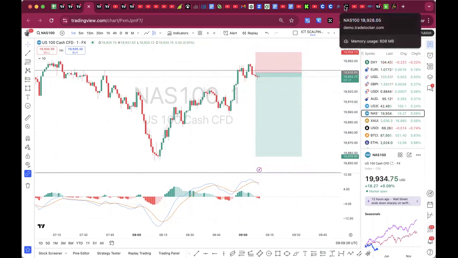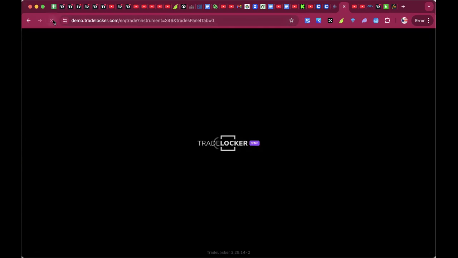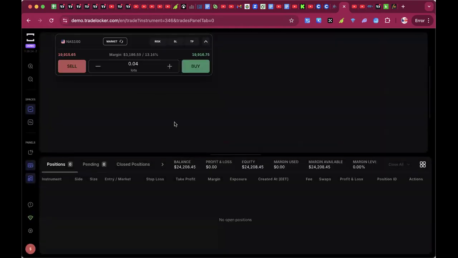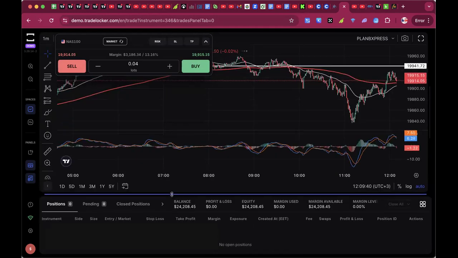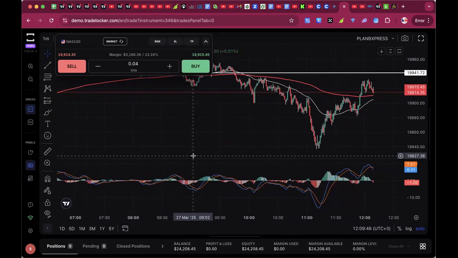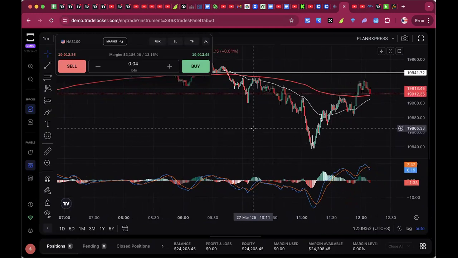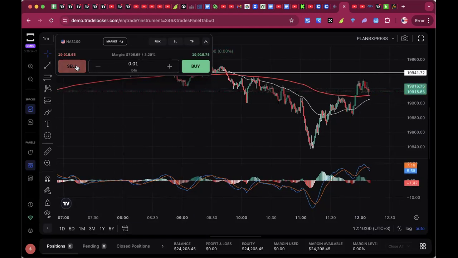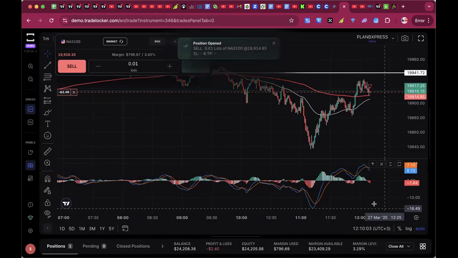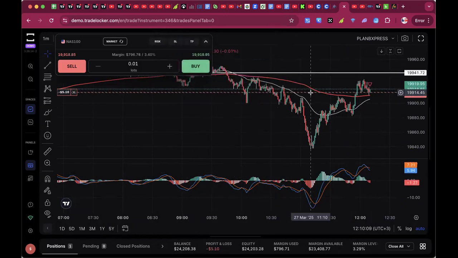Let me see an example, a place where I can see where to take a trade. Let me refresh this. So here is NAS 100. We short NAS 100, and we put the stop loss above that point that was grabbed.